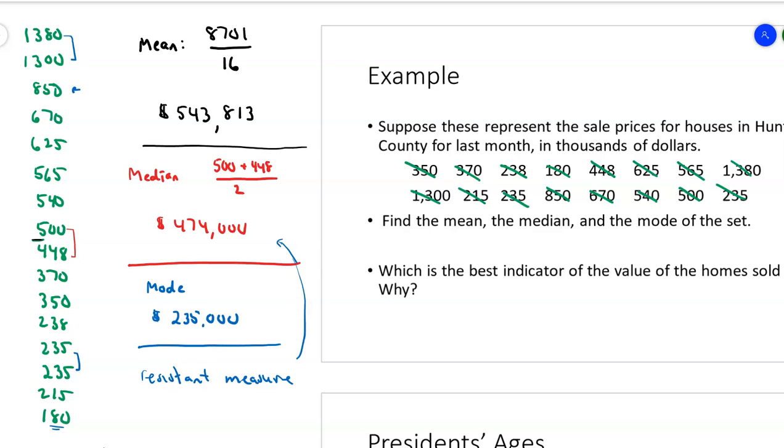So oftentimes when you hear housing prices discussed in the news, you'll hear median housing prices. You'll hear median income for a certain town. Why? Because those measures are less affected by very high values and very low values. The mean, on the other hand, includes those high and low values, and it can make it higher or it can make it lower, depending on whether you have a lot of them at the top or at the bottom.